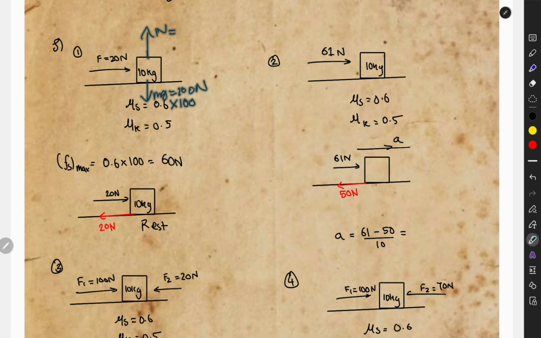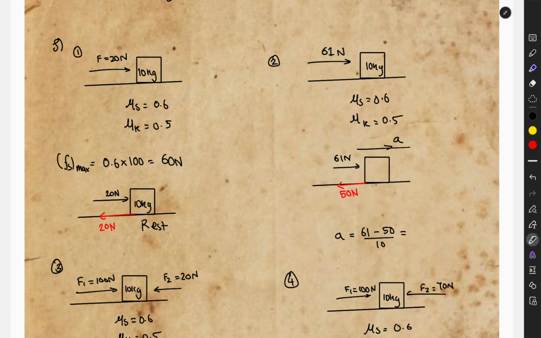So normal force will also be equal to 100 Newton. So when you multiply with 100, you will get 60 Newton. So any force below 60 Newton, the static force will be applicable. So 20 Newton comes below 60 Newton, which means static friction will be applied in this direction, which is equal to 20 Newton.